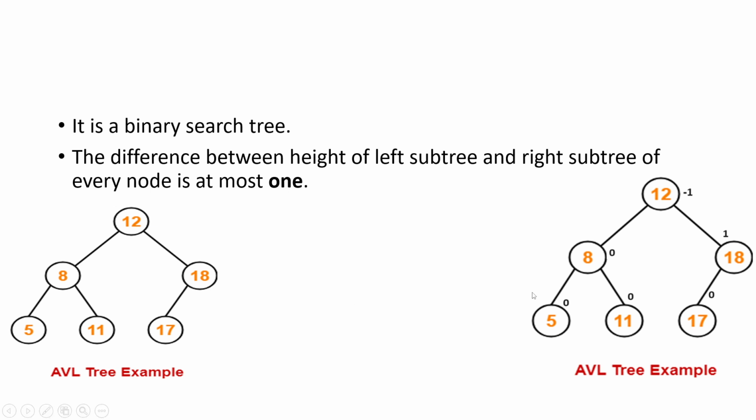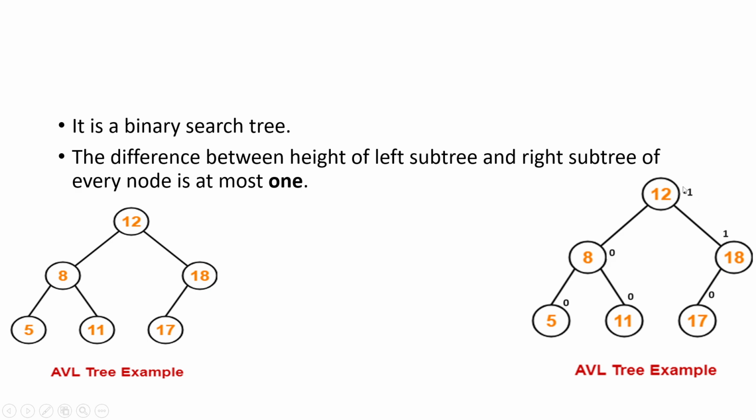Now 8 has two children, 5 and 11. Now we have to compute the balancing factor. The height of the left subtree is 1. The height of the right subtree is also 1. The balancing factor is 1 minus 1, so it is 0. 0 is valid. In this case, for 18, the height of the left subtree is 1, since to reach this node is 1. There is no right subtree, so it is 0. 1 minus 0 is 1. This value is also a valid, allowed value.